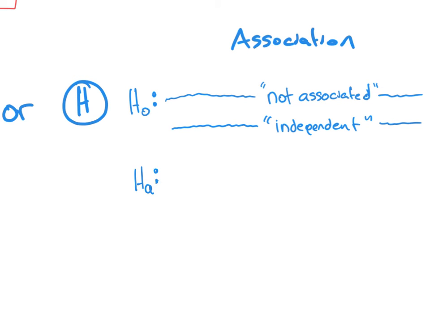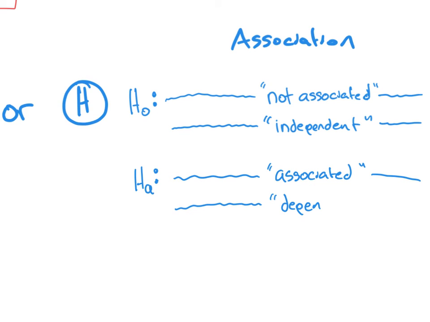So your alternative hypothesis is just going to be the opposite of those. If you use the words not associated, then the alternative is going to say, well, they are associated with one another, and then context. Or for your alternative hypothesis, if you use the word independent, then we're going to use the word dependent on one another.